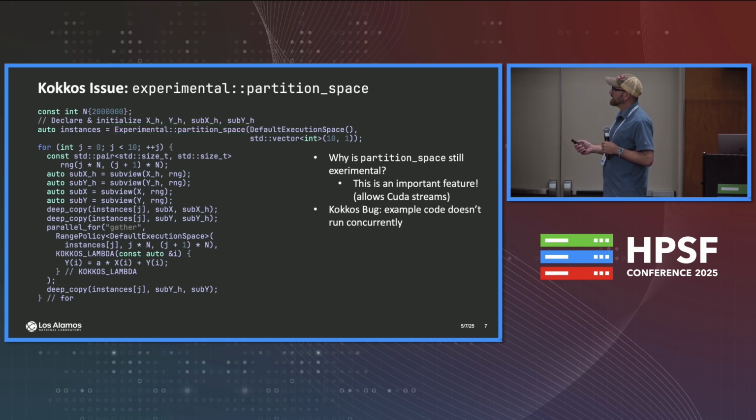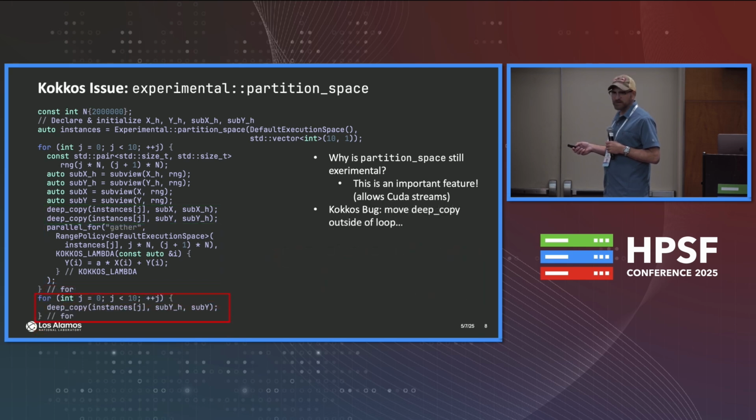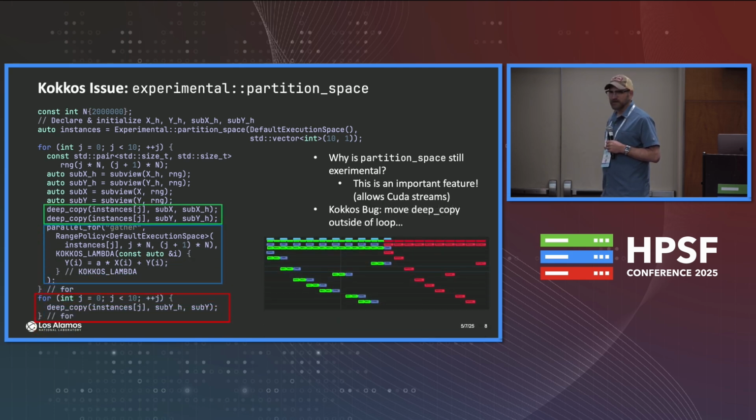Port feature. Okay, so we have a bug, and Julian asked me to show this to you guys. If we have this deep copy inside of our for loop here, we don't get any kind of concurrency. You see this is all serialized, green, blue, and red. If we just move that outside of that loop, then we actually get some concurrency. And so we figured that this is potentially a bug.